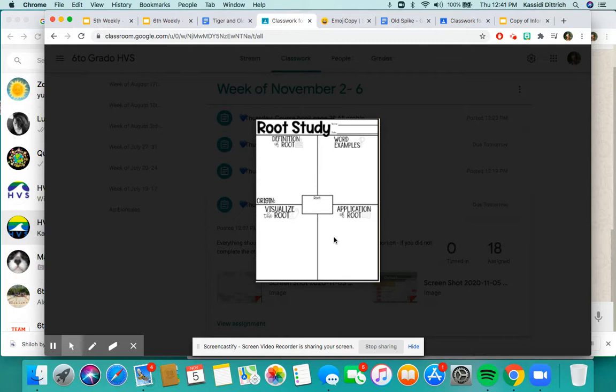So if the root word was ped, like last week, you might use pedal, and you could say, my bike has pedals. That would be a good application of the root. But this root word is ject, so make sure you're using a word with ject in it.